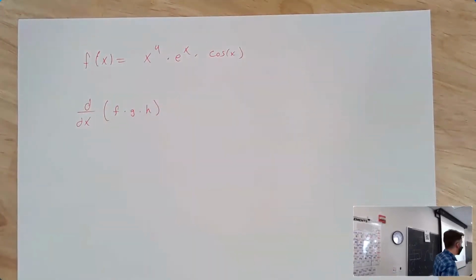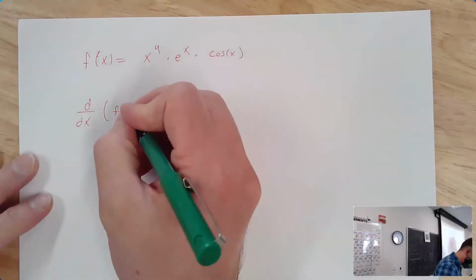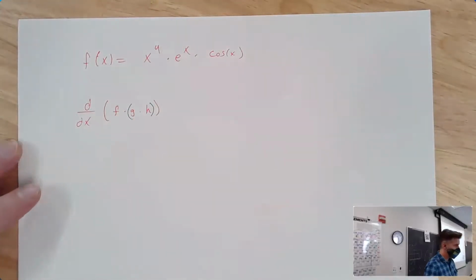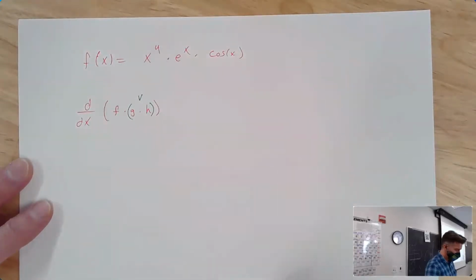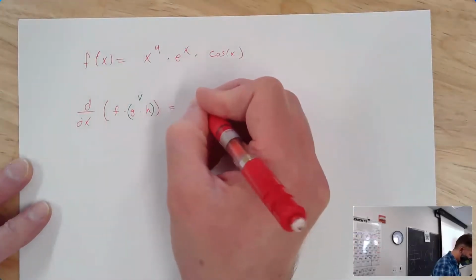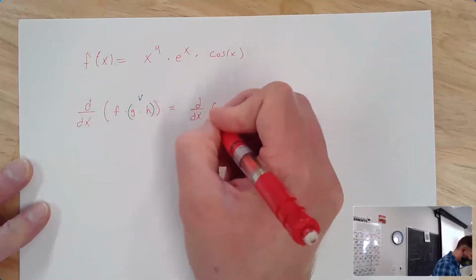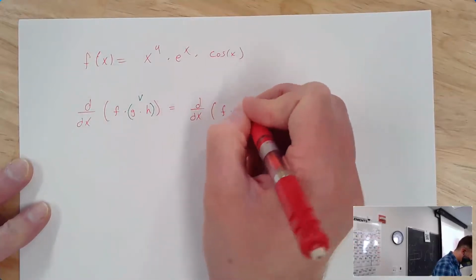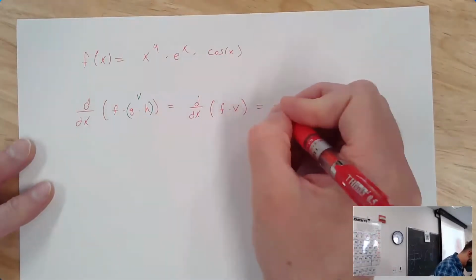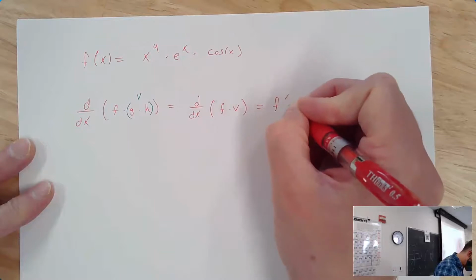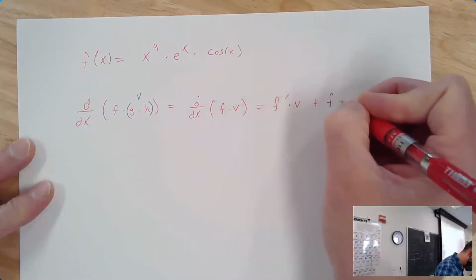I'm going to try and do as little writing as possible here. So what I'm going to do for a moment is think of g times h as one piece. I'm going to call it v for a second. So I really want to find the derivative of the product f times v. Well, great, we know how to do that. It's f prime v plus f times v prime.